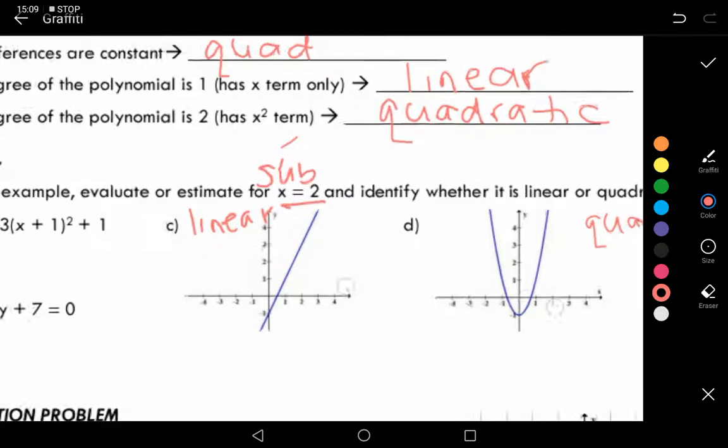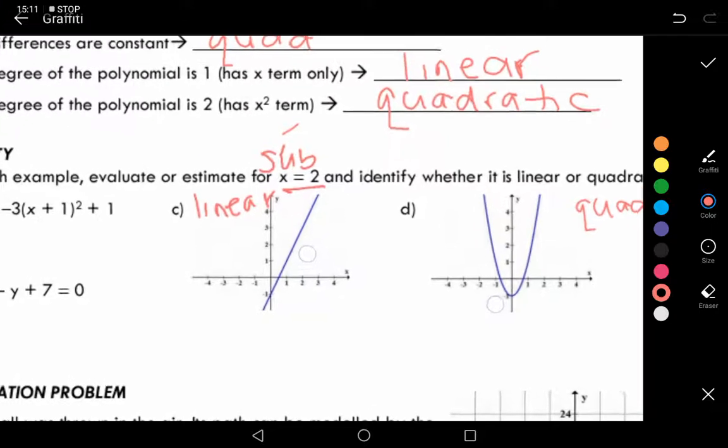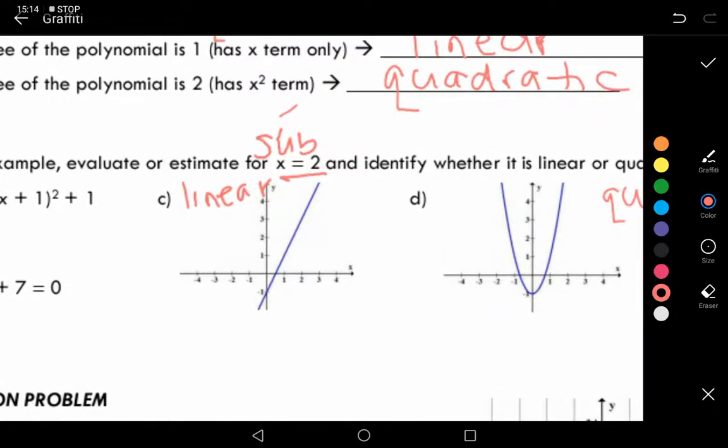I'm going to zoom in here for you. So for C, it's asking us to estimate when x equals 2. Again, you need to know that x is that horizontal axis. You're going to draw a little bit of a line up from 2. Again, mine is not going to be perfect. That point right there, circled in green, is where x equals 2. In order to figure out what our y value is, I'm going to draw a line over to the y-axis.